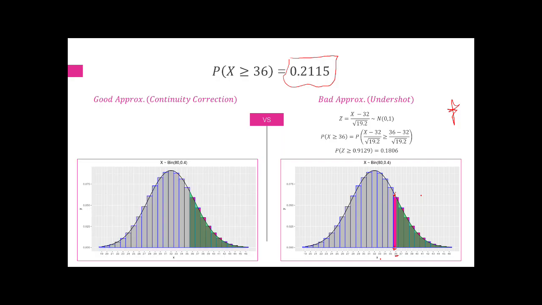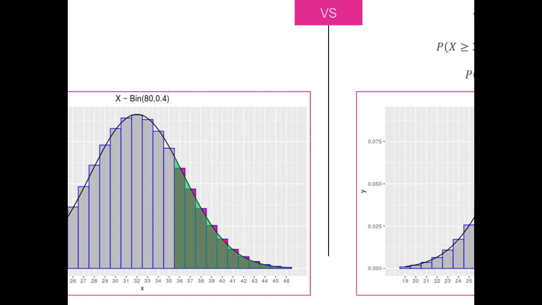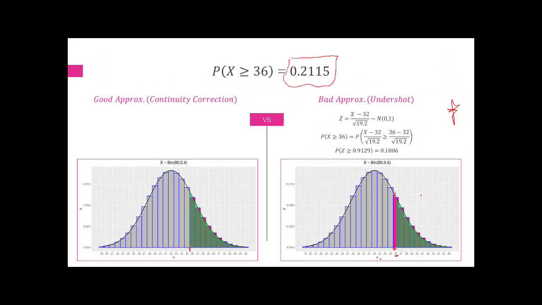So we can see here that when we do it at 35.5, we get a much better approximation. Suddenly, there's no longer this big pink area that we're not considering. So what we're basically saying is that when we think of our probability as being greater than or equal to 36 in a normal situation, that's approximately, and now this approximately is not an approximation thing.